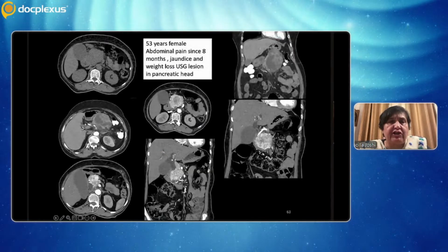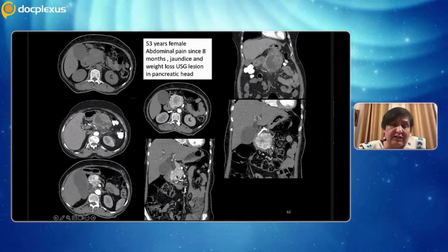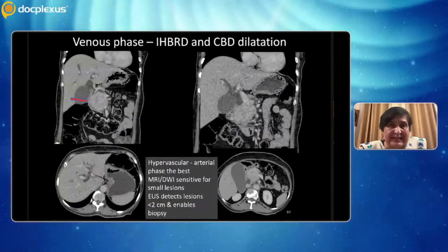So this was a 53-year-old female with abdominal pain since 8 months and weight loss. She had this brilliantly enhancing lesion on the arterial phase within the pancreatic head. And this was a case of neuroendocrine tumor of the pancreas. It's important where you're suspecting a neuroendocrine tumor of the pancreas to do an early pancreatic arterial phase and not the routine late arterial phase, or the pancreatic phase, which we use, because sometimes you might miss this.